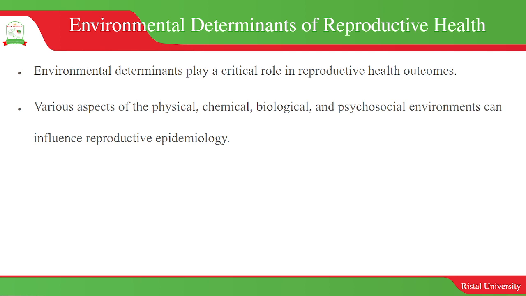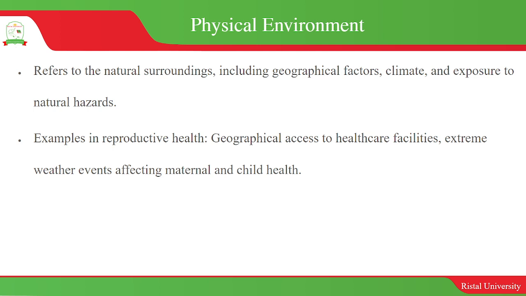So the last part of this discussion will focus on the factors that contribute to reproductive health outcomes, whether positive or negative. We reflect on the fact that the environment has various aspects that influence reproductive health. The physical, chemical, biological, and psychological environments play a very big part. When we talk about the physical environment, we are referring to the natural surroundings, the geographical factors, the climate, and exposures to natural hazards.